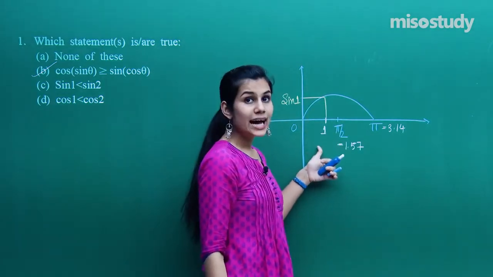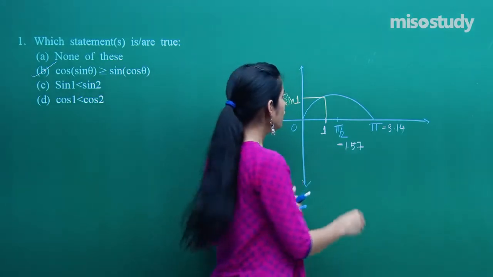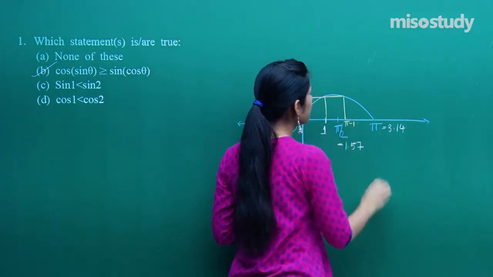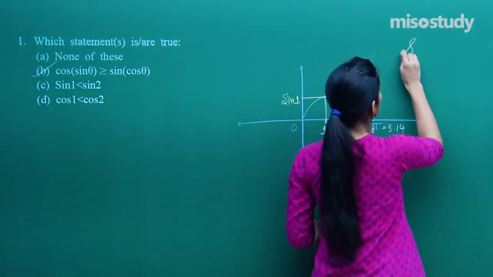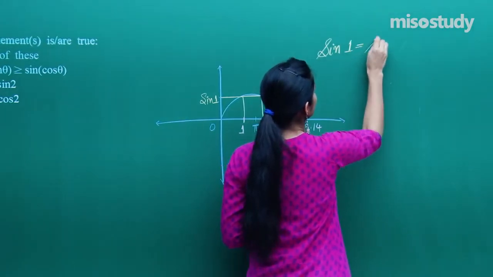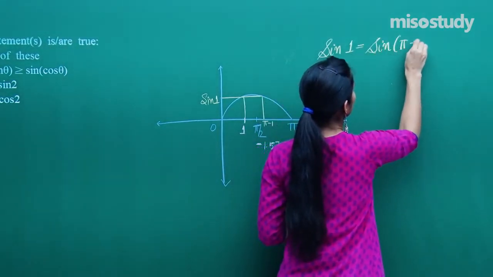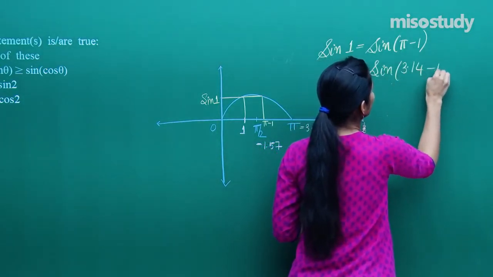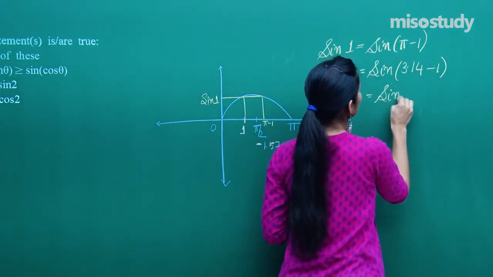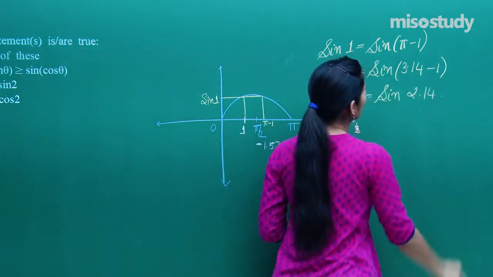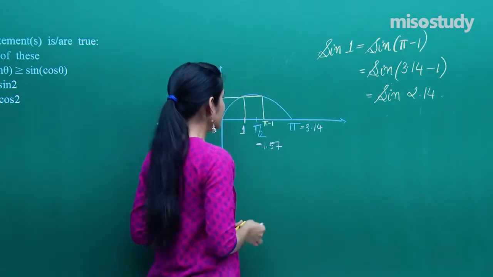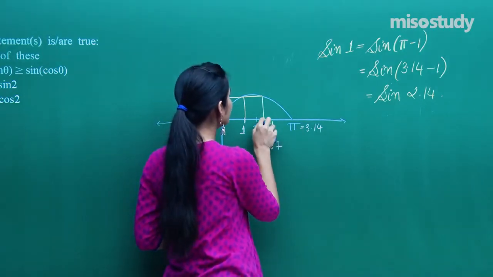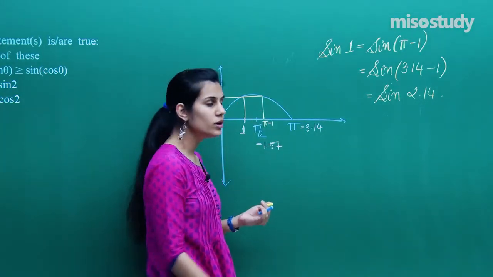Now you know sine of pi minus theta is the same as sine theta. Whatever is sine 1 is the same as sine of pi minus 1. Sine 1 is the same as sine of pi minus 1. That means sine of 3.14 minus 1, that means sine of 2.14. So pi minus 1 is 2.14. If pi minus 1 is 2.14, somewhere before pi minus 1 is 2.